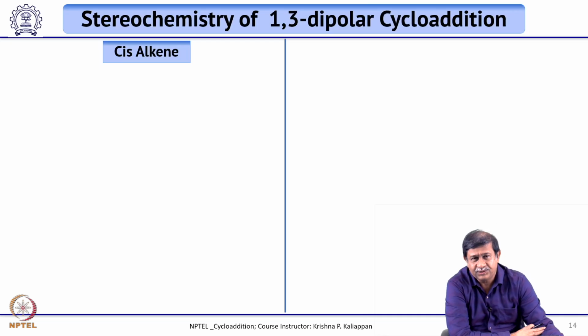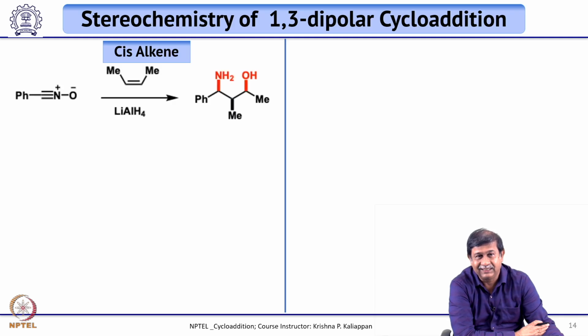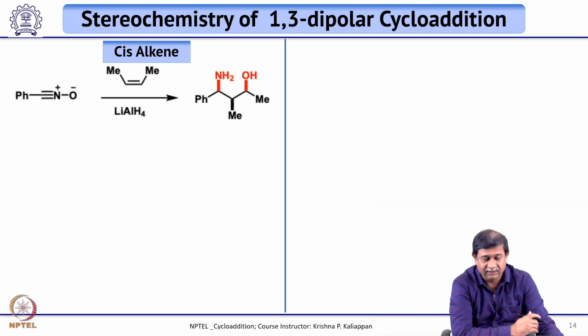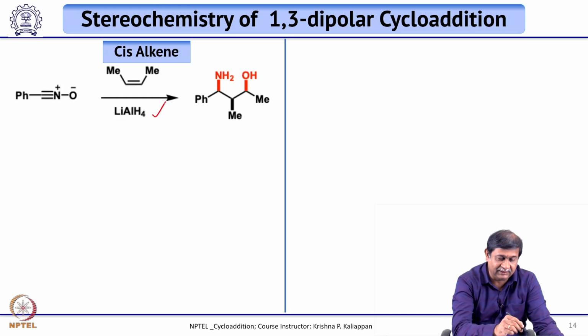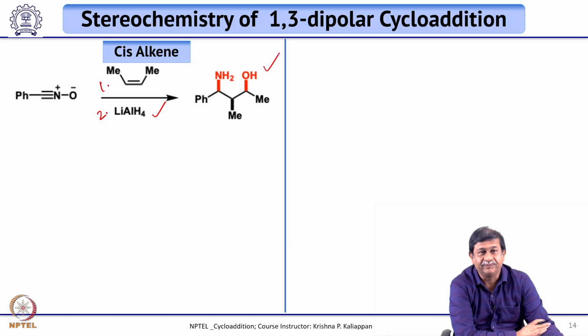Okay. So once you have nitrile oxide, how does it react, and what will be the stereochemical outcome if you treat it with cis alkene and trans alkene, and the resultant product, will it be useful? Can it be converted into some useful products? So if you have nitrile oxide and treat it with, for example, cis alkene, and the product, if you treat subsequently with LAH, you will get this amino alcohol.